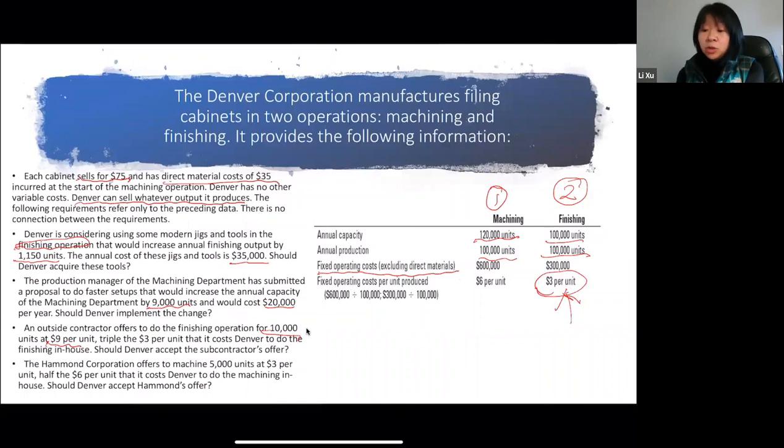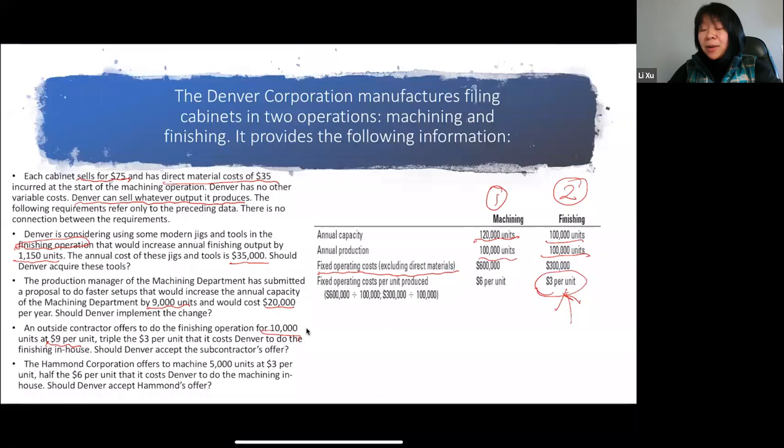The answer actually should be no. Why? Because yes, it is $6 per unit for the machining, but that's a fixed cost. It's already sunk. It's not going to be saved if the company decides to outsource this. Therefore, if the company makes it in-house, basically the company doesn't need to pay anything. But if they outsource, they have to pay $3 per unit. So it's not a good deal, okay? So the answer should be no. The company should not take this action, okay? Any questions?